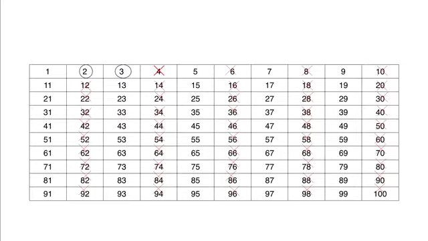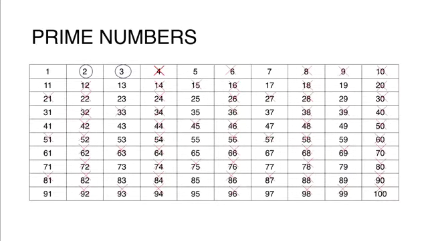That is 6, 9, 12, 15, 18, etc. until you get to 100. Press the pause button while you do this. Your grid should now look like this. If it doesn't, press pause and fix it up.